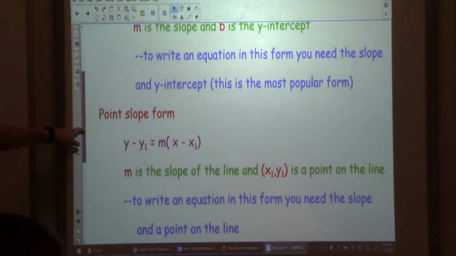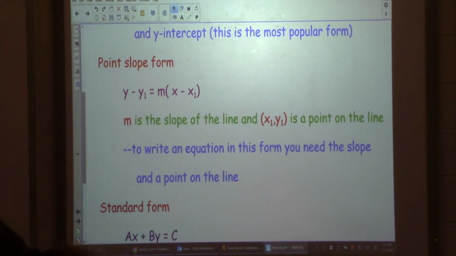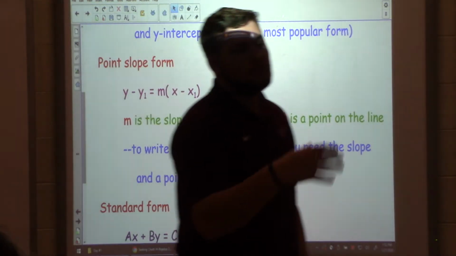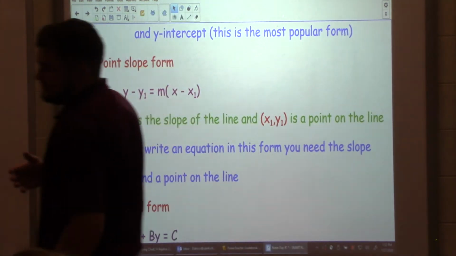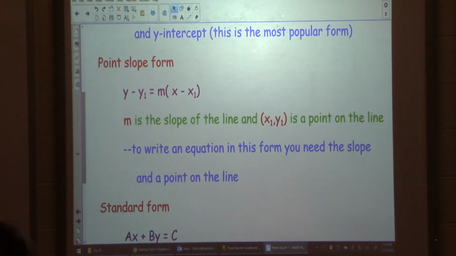In terms of point-slope form, that's the second one. It's the other one we're going to use a lot in this unit. Y minus y1 equals m times x minus x1. M is still the slope, and x1, y1 is a point on the line. A lot of times in this unit you're going to see us say, this point is on the line, here's the slope, please write an equation. If that's the case, we're going to use this equation because it's the easiest one to plug that stuff into. To write an equation in this form, you need the slope and a point on the line.